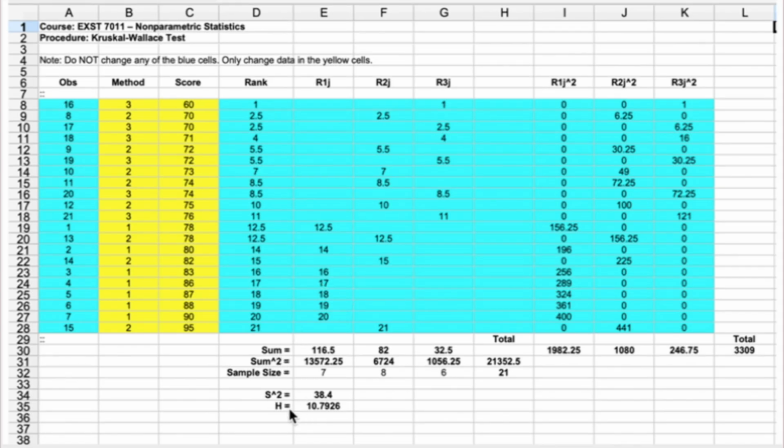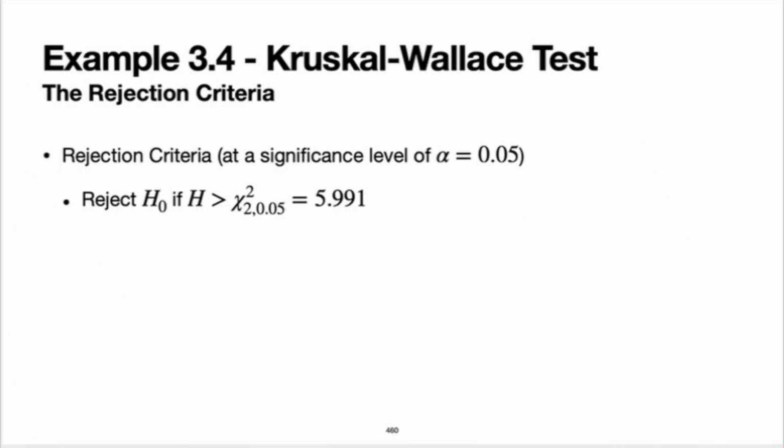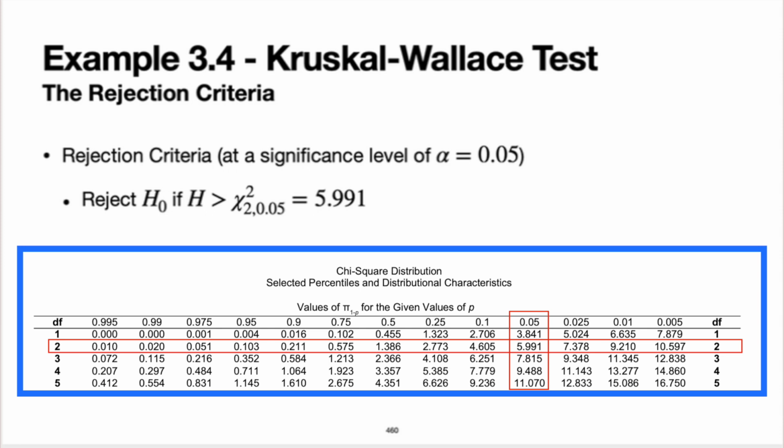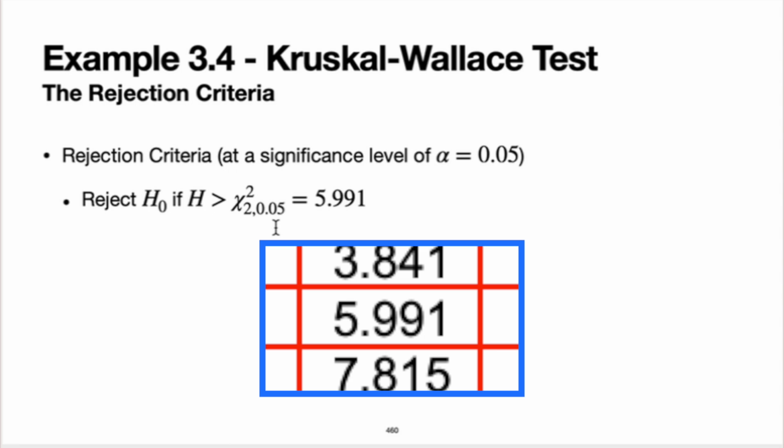So let's see here. We found the test statistic to be equal to 10.7926. The rejection criteria, well, we know we're going to reject for large values of the test statistic. So how large? Well, we're using a 0.05 level of significance. So all we have to do is go to the chi-square table and look at the row corresponding to 2 degrees of freedom. We've got k equal to 3 populations, 3 groups. The number of degrees of freedom associated with this test is k minus 1, so in this case, it's going to be 2. So we look up the upper 5th percentage point of the chi-square distribution with 2 degrees of freedom, and we find that to be 5.991.